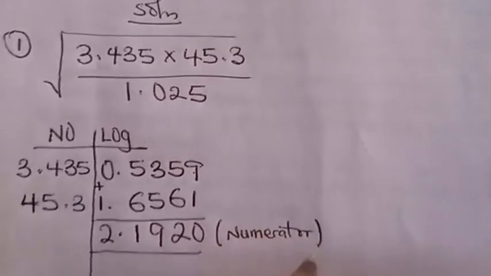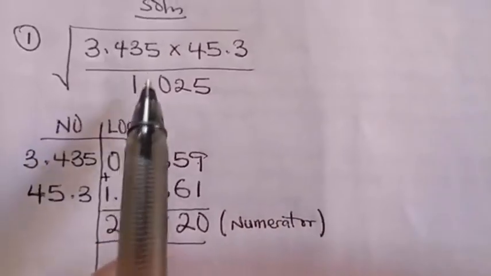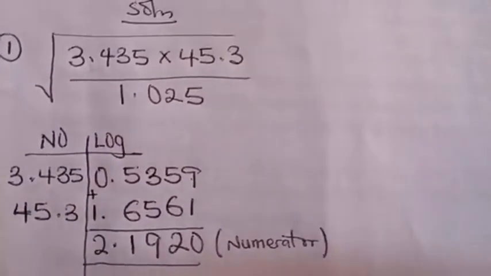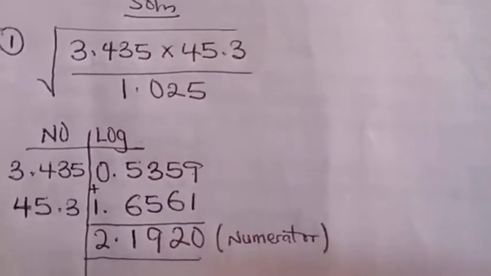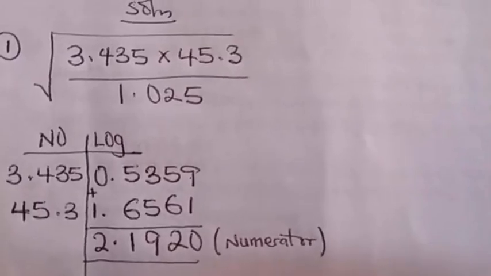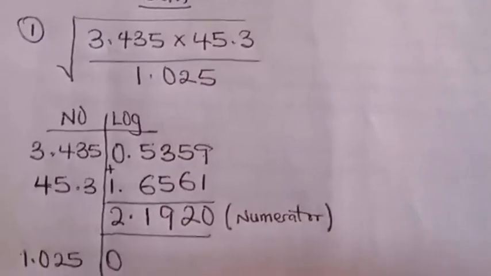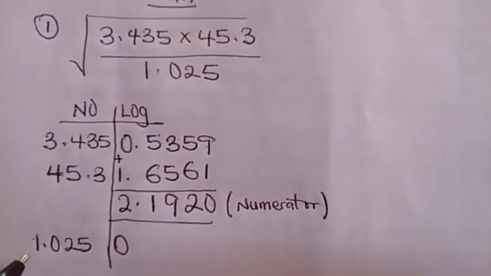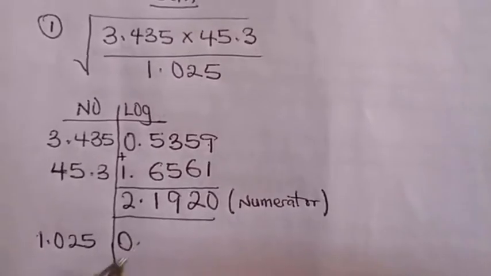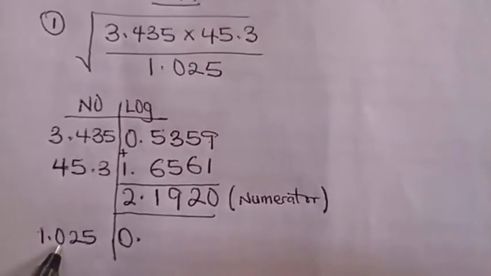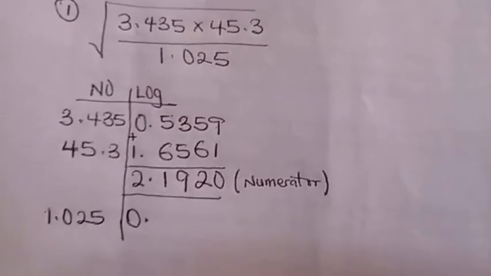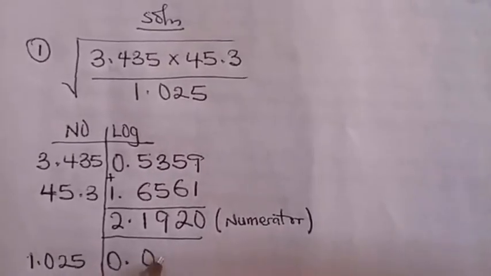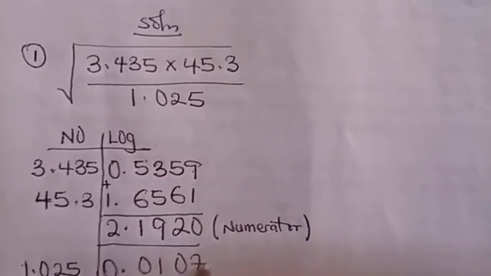This is our numerator. So for the second one, which is 1.025, the characteristic is 0 because it's already in the standard form where you have one integer to the left. So we have 0. Next is for us to check for 10 under 2, difference of 5. We are going to have 0107.